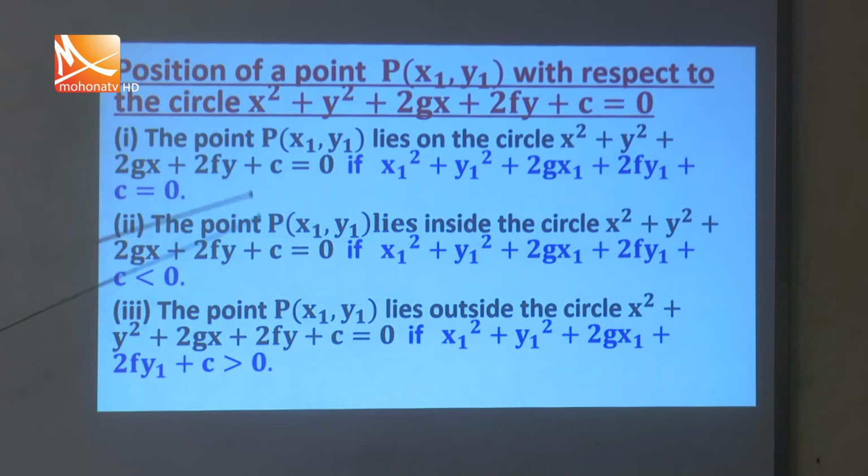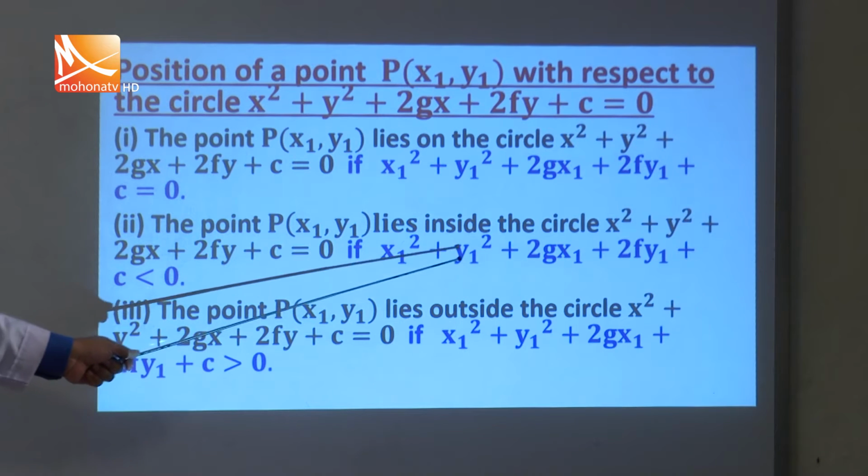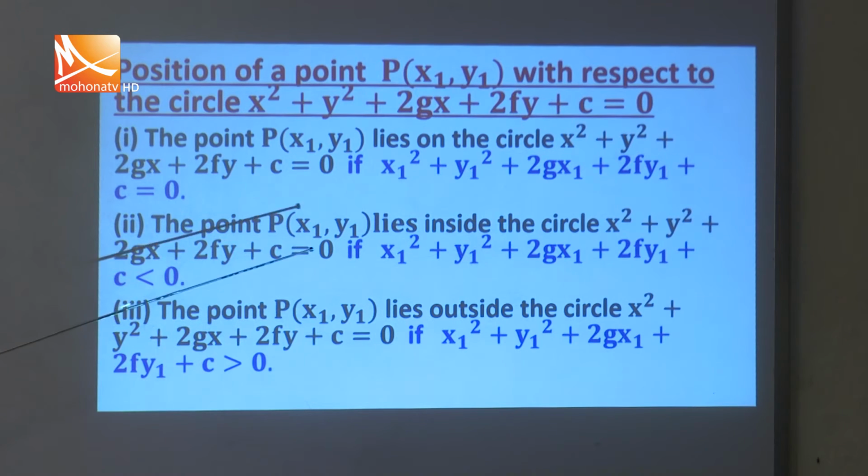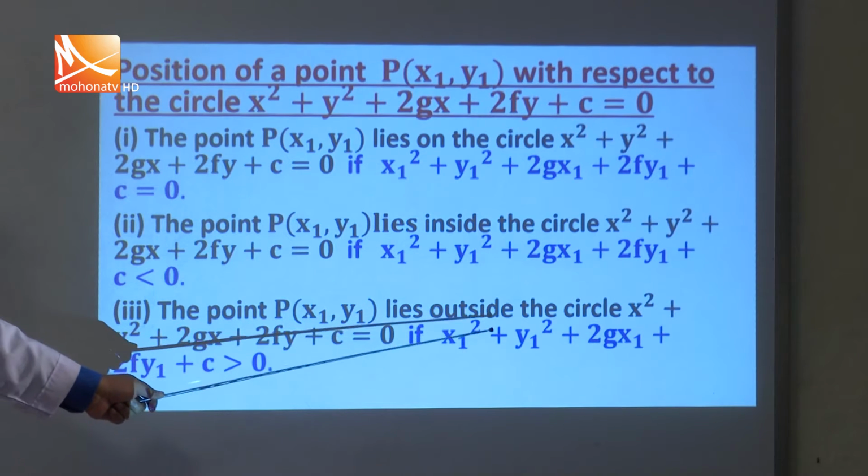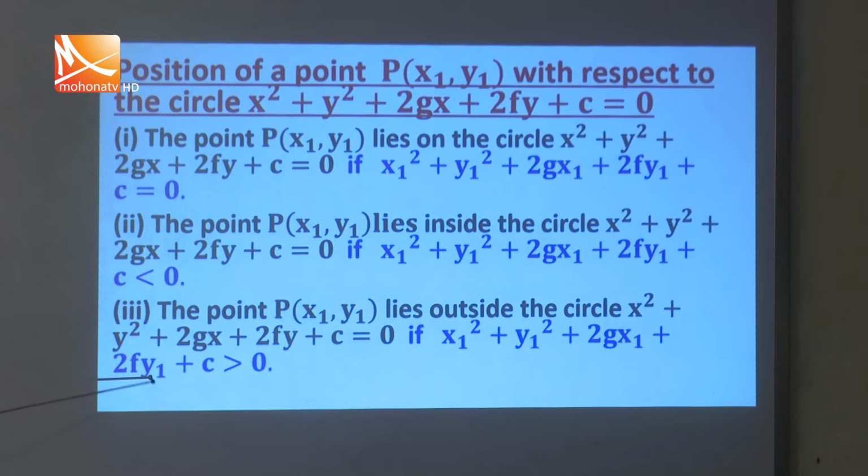Similarly, the point (x1, y1) lies inside the circle x square plus y square plus 2gx plus 2fy plus c equals 0 if x1 square plus y1 square plus 2gx1 plus 2fy1 plus c is less than 0. And the point (x1, y1) lies outside the circle if x1 square plus y1 square plus 2gx1 plus 2fy1 plus c is greater than 0.